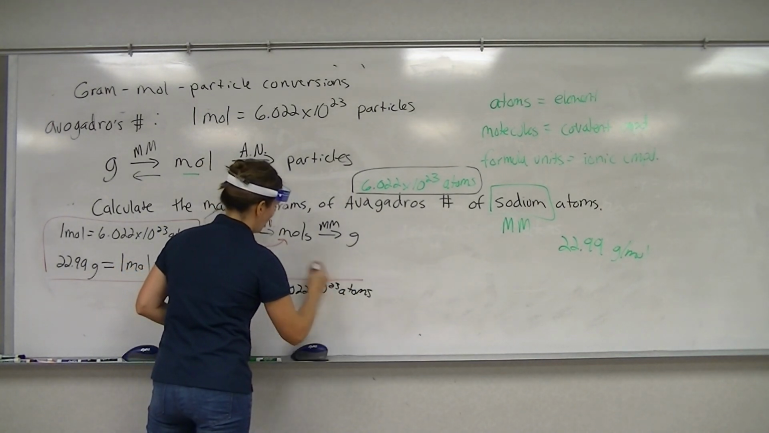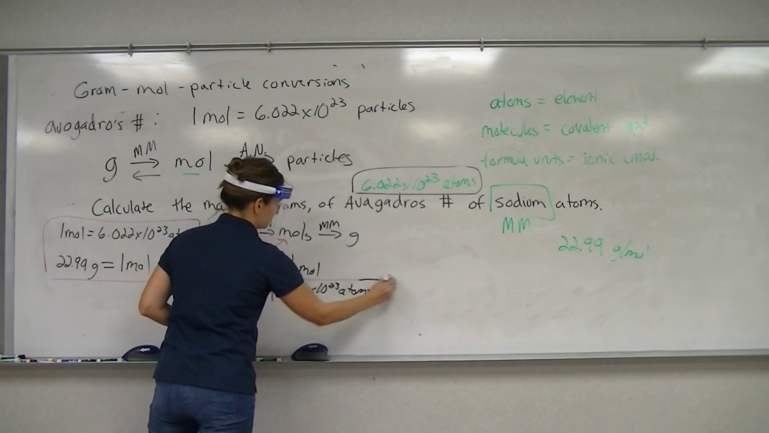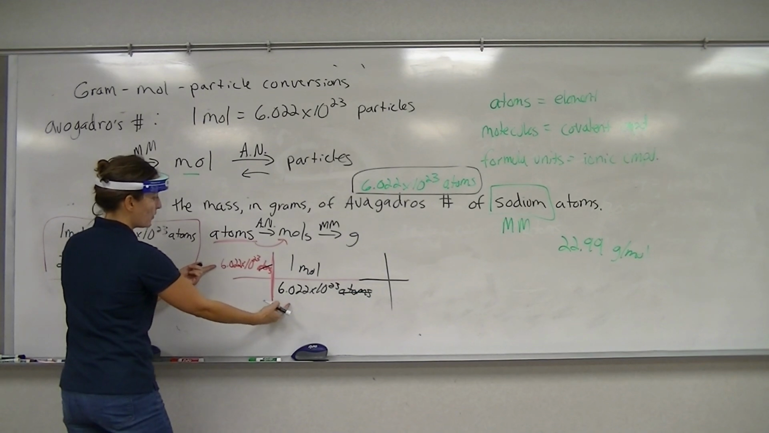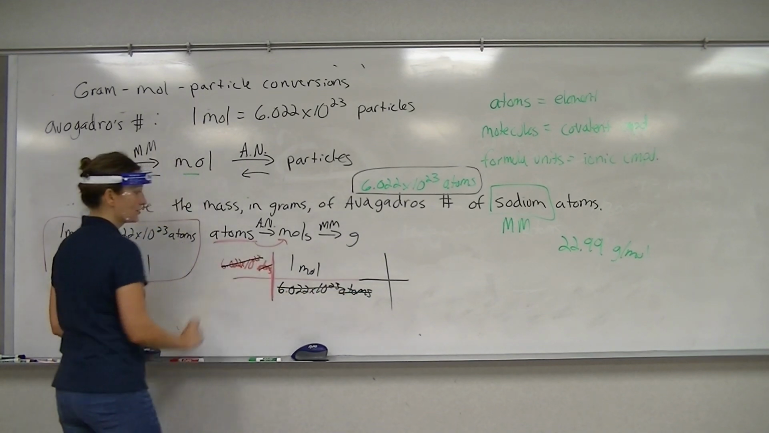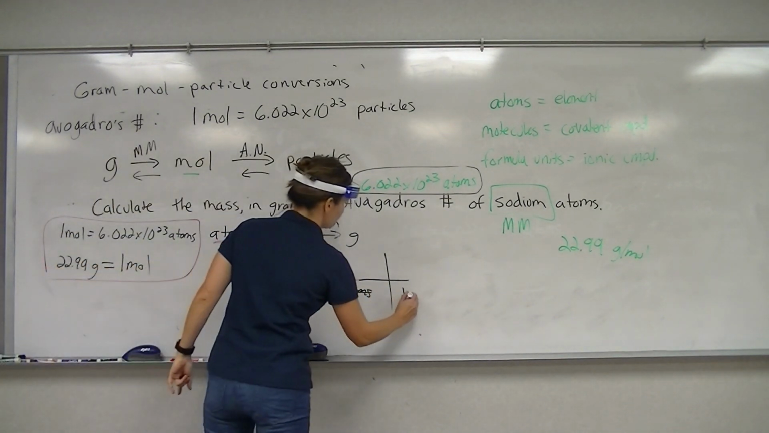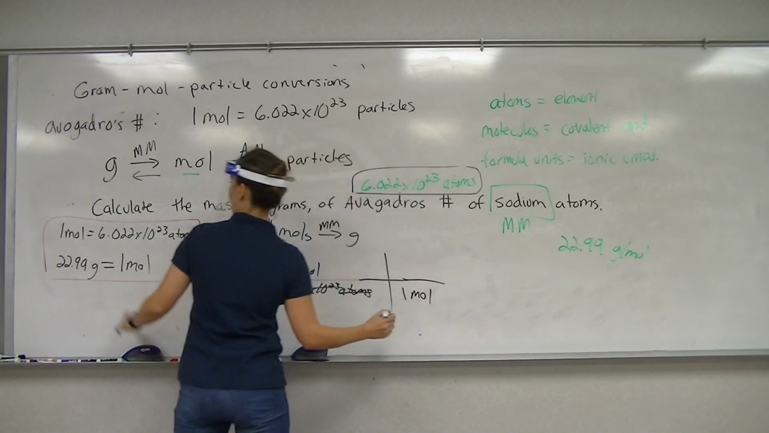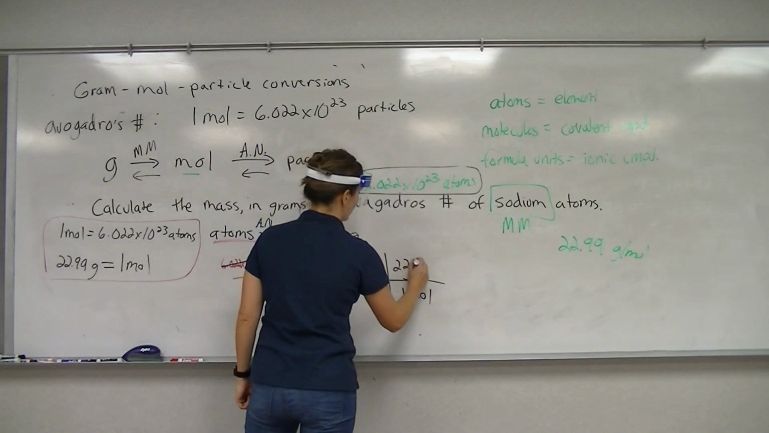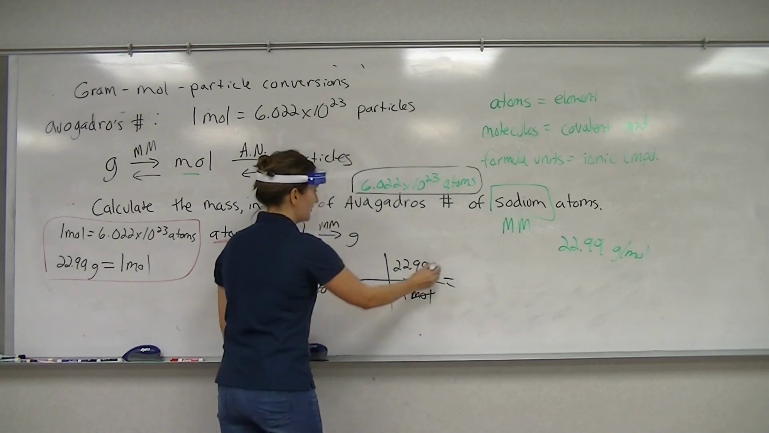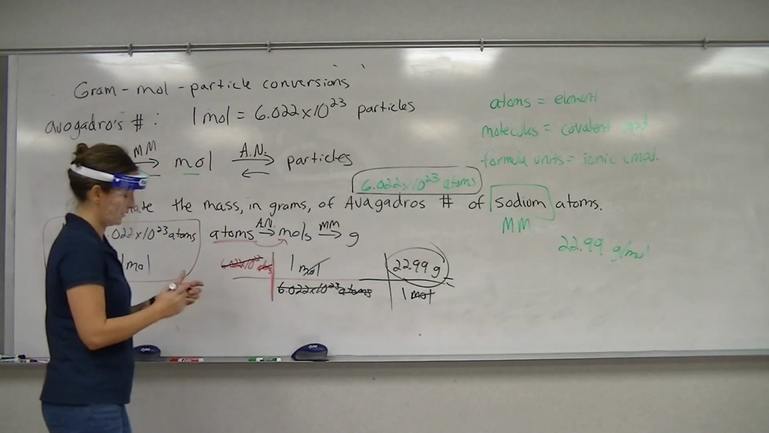And then I'll have my 1 mole on top. So atoms cancel, but notice, same number as well. So the number itself cancels. So right now I have 1 mole. But they want me to get grams. They're asking for mass. So that's where the molar mass comes into play, putting the moles on the bottom. And the grams, 22.99 on top. Giving me, that is my answer.